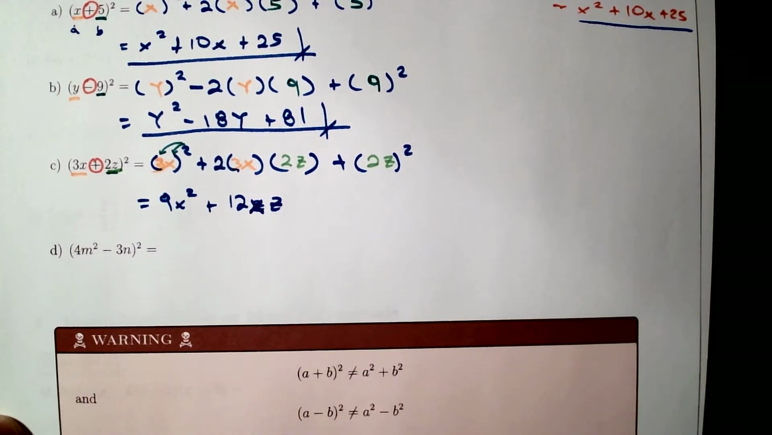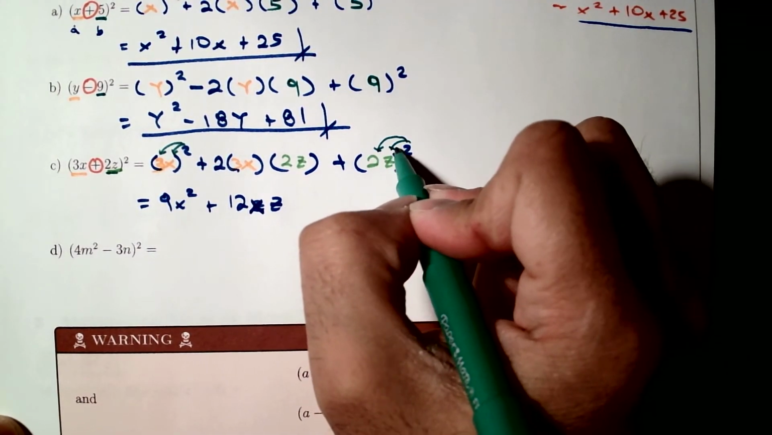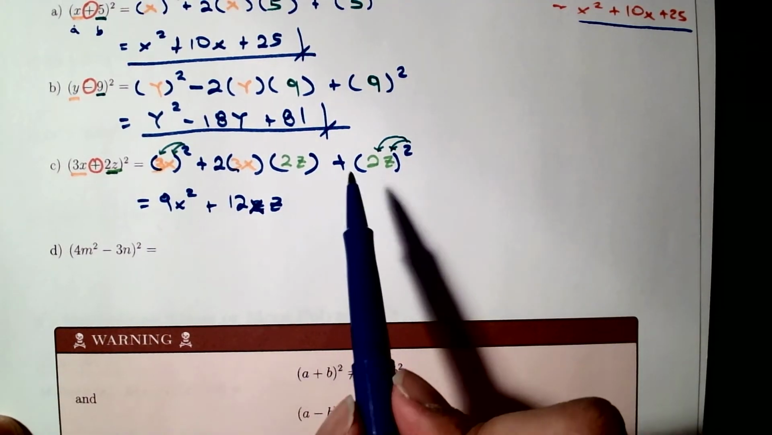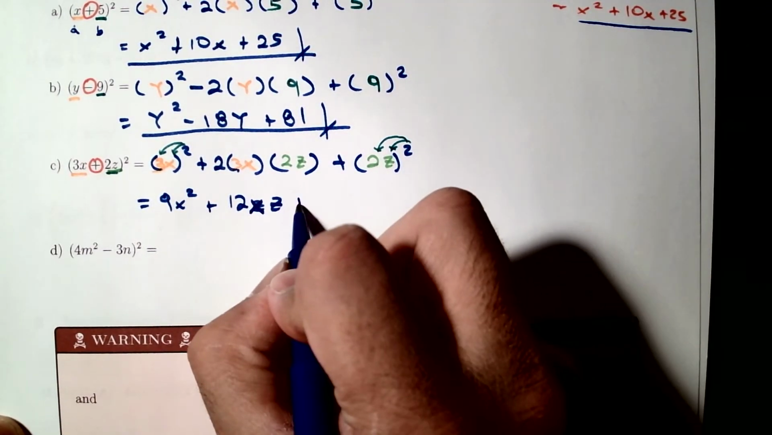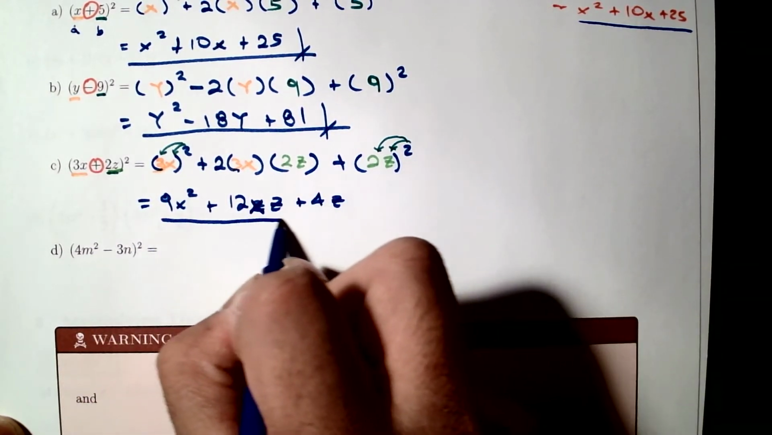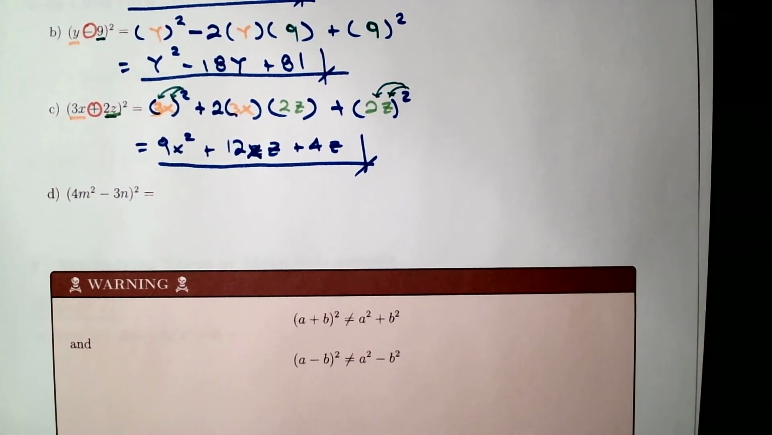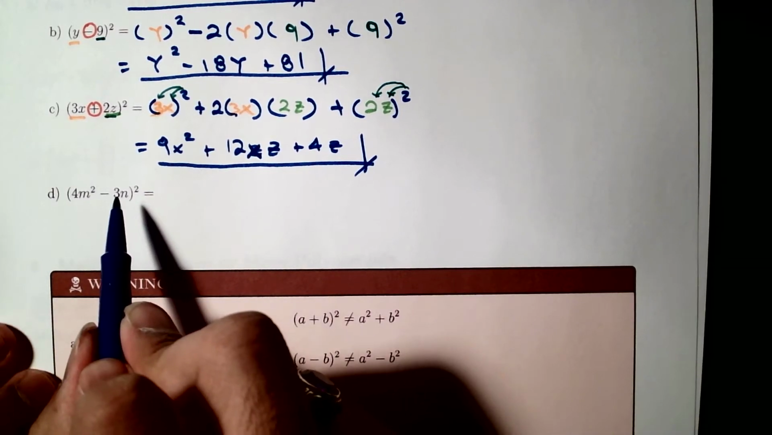Alright, and then over here, same story, square the 2, square the z. 2 squared, that's a 4. z squared, z squared. Final answer. And one more, alright. One more to go.